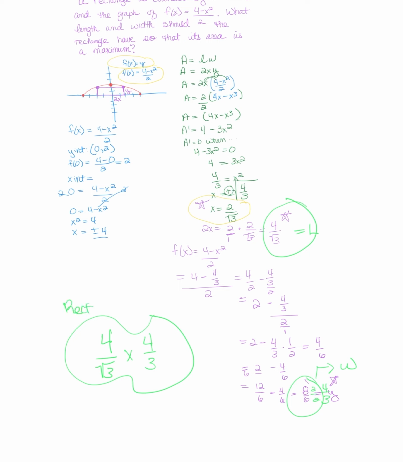So our rectangle, with a maximized area and the constraint of being bounded by the x-axis and the graph of f of x equals 4 minus x squared divided by 2. Those are the dimensions of our rectangle that will maximize the area.